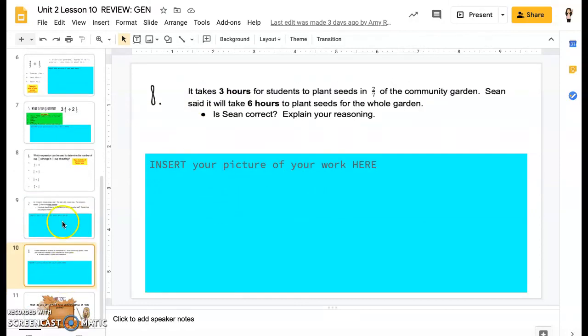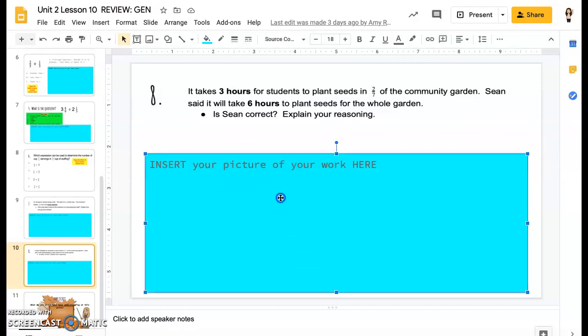Number 8, it takes 3 hours for students to plant seeds in 2/7 of the community garden. Sean said it will take 6 hours to plant seeds for the whole garden. Is Sean correct? Explain your reasoning. In the blue box, you're going to insert your picture of your work here.